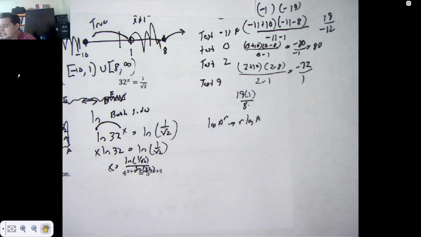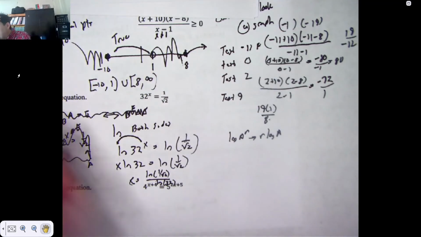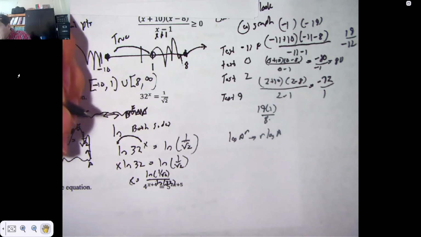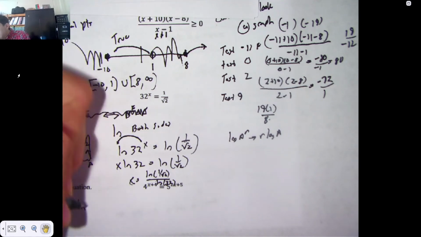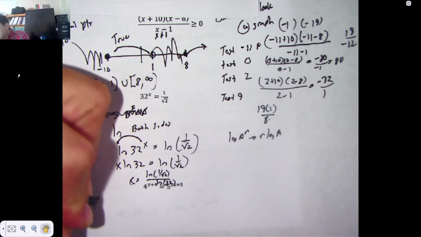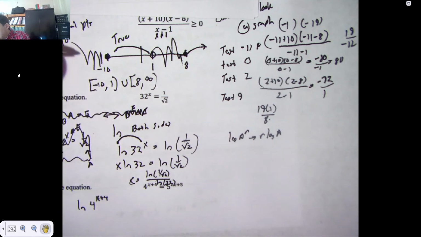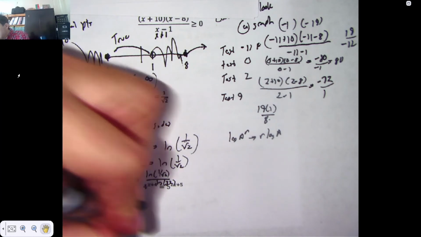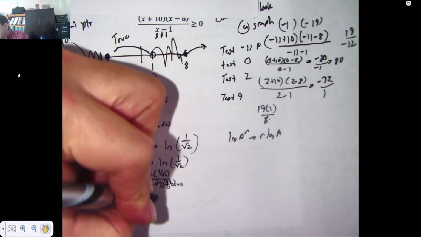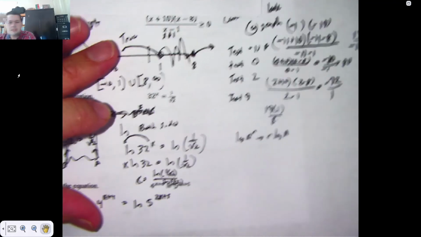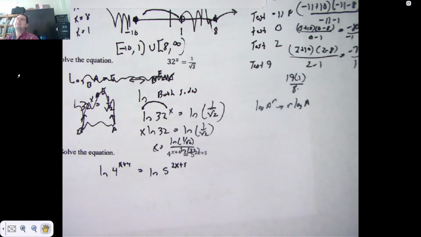All right, solve this equation: 4 to the x plus 4 is 5 to the 2x plus 5. And I'm going to use the same technique as I did on the last one. I'm going to take the natural log of both sides. So the natural log of 4 to the x plus 4 is the natural log of 5 to the 2x plus 5.